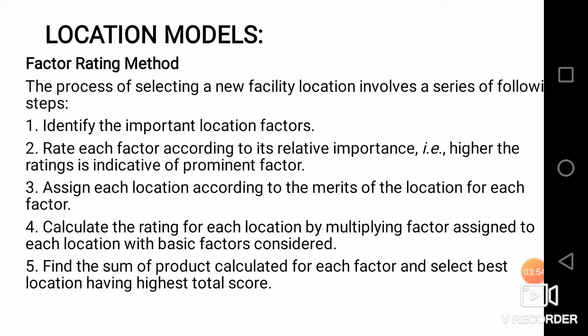The next step is to assign a rating to each location according to the merits of the location for each factor. For example, in Chennai, if you think that the Sriperumbudur SIPCOT gives higher factor ratings than the OMR SIPCOT, then we will rate accordingly. The next step is to calculate the rating for each location by multiplying the factor, and then summing up all the factors, and you will find out which one suits best for your location.